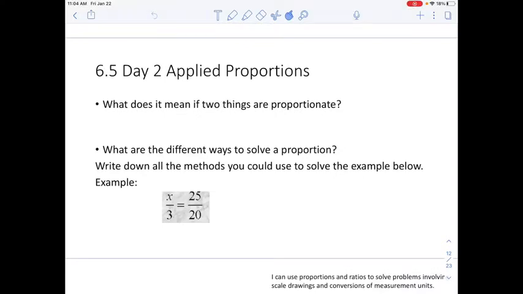This is day 2 of lesson 6.5, which is on applied proportions. So we're going to take everything we've learned and we're going to put it to practice. So there's 2 warm-up problems. I want you to try these on your own and then we'll do them together.